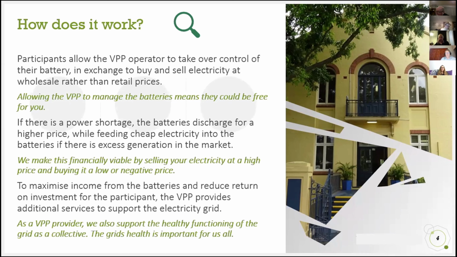So how does it work? Participants, and this is the front of our school, by the way, the one that we are working in at the moment, allow the VPP operator to take over control of their battery. So if you were to have a battery, we can take over control, and we optimize selling and buying electricity dependent on wholesale market prices. That basically means that the battery could potentially be free for you because we are managing the revenue flow for you. So if there's a power shortage, the battery is discharged for a higher price while feeding cheap electricity into the battery when excess generation is in the market.